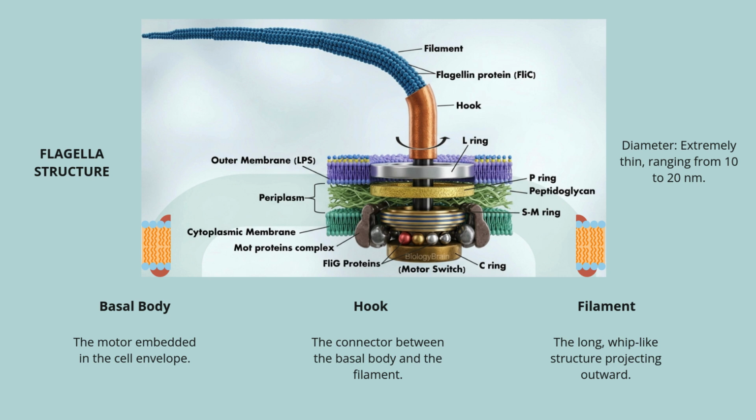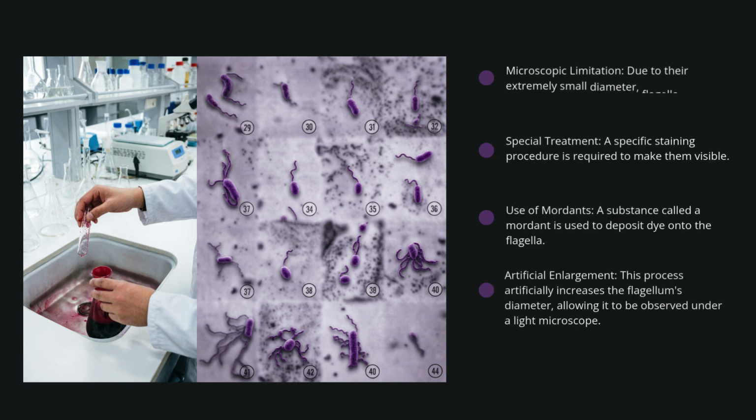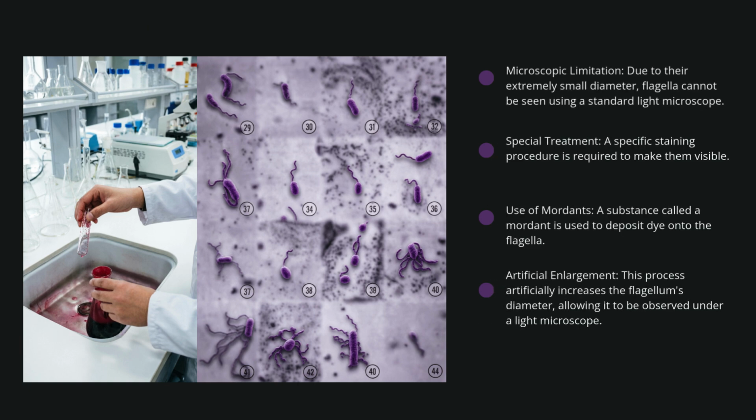Structurally, a flagellum consists of three primary parts. 1. The basal body, which functions as a motor embedded in the cell envelope. 2. The hook, a connector between the basal body and the filament. And 3. The long external filament. The length of a flagellum can be several times that of the cell itself, though its diameter is extremely minute, ranging from 10 to 20 nanometers. The structure is composed of protein subunits known as flagellin.